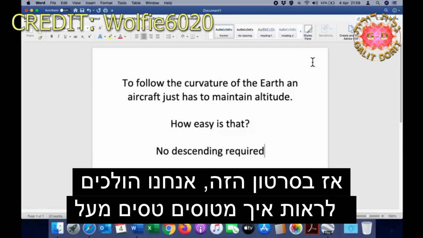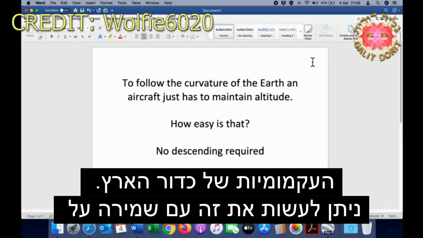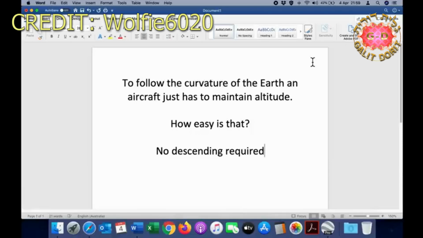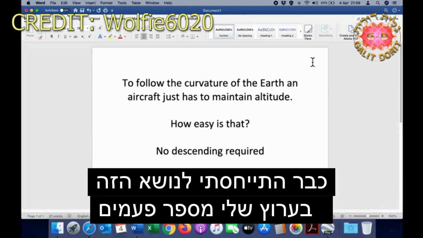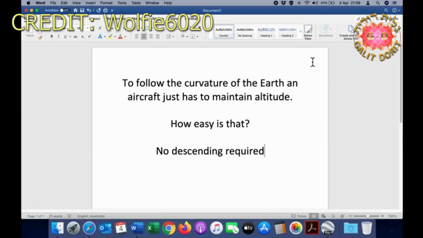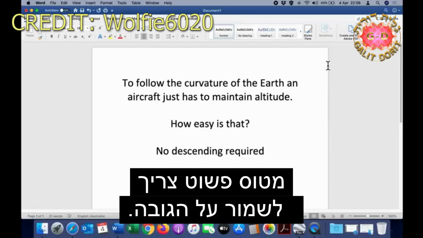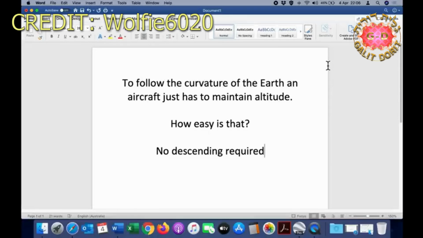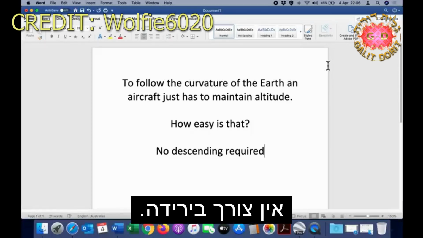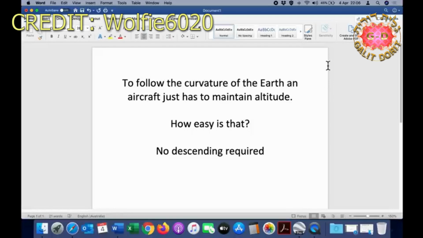So in this video we're going to look at how aircraft follow the curvature of the Earth, and that this is achieved by simply maintaining altitude. I have addressed this topic already on my channel a number of times. To follow the curvature of the Earth, an aircraft just has to maintain altitude. How easy is that? No descending is required.